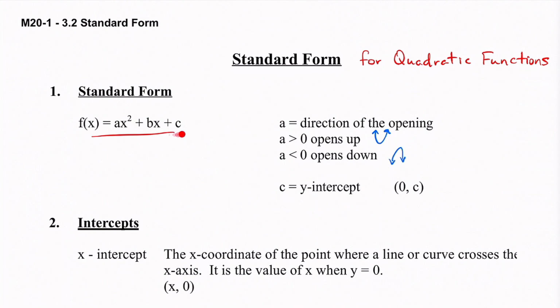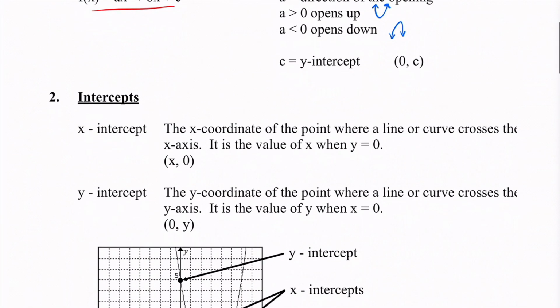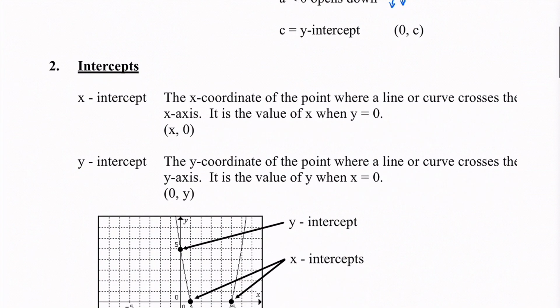The c value in our standard form is what's going to give us the y-intercept, so it's going to occur at (0, c). So if c was a 5, this would be (0, 5) as our y-intercept. Next thing we've got is our intercepts. You should have heard of this before from Math 10C.